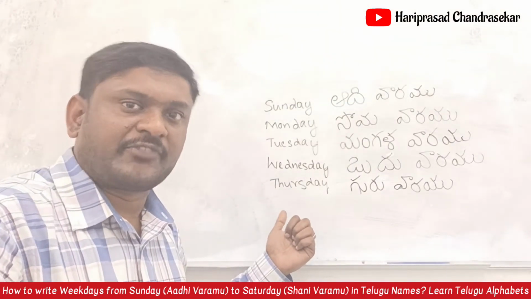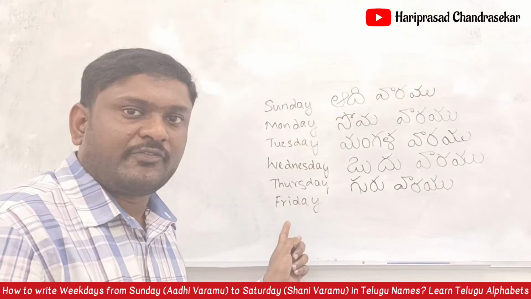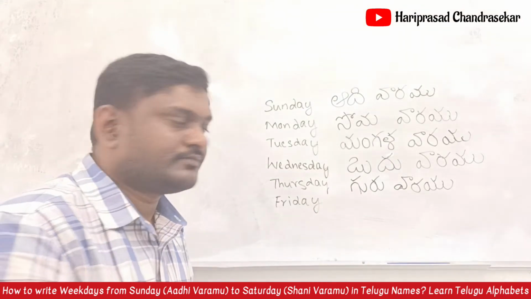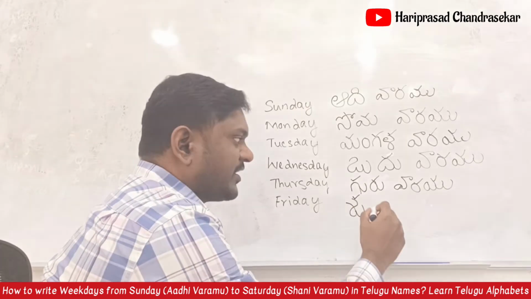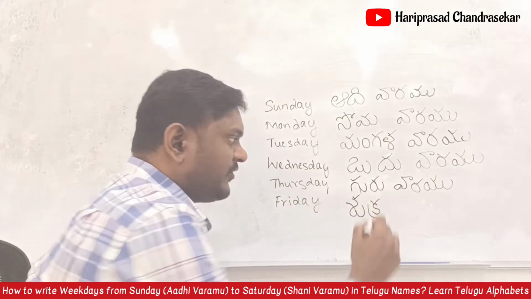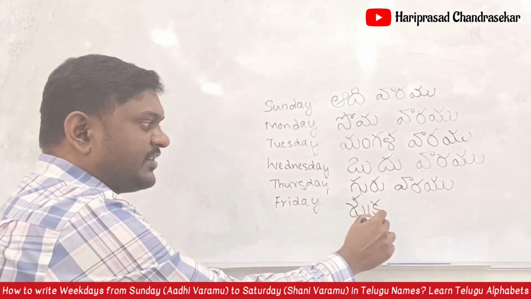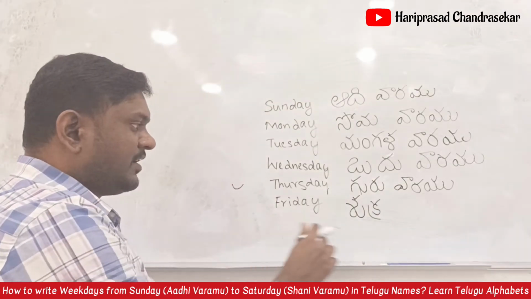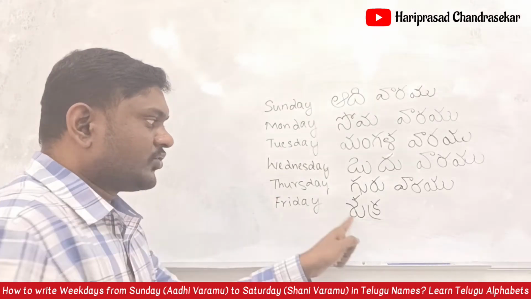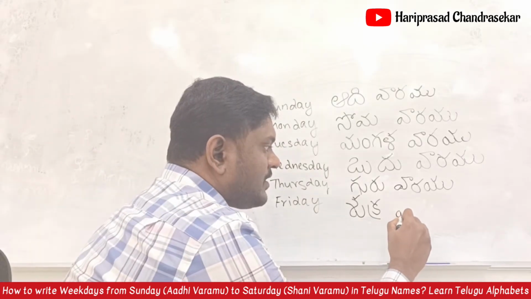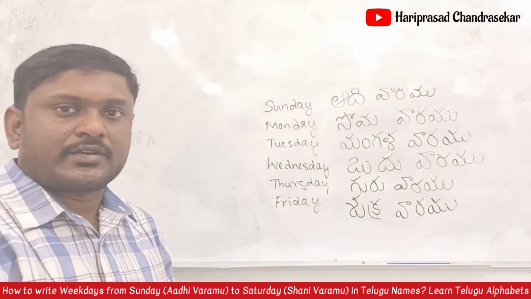So, next we have Friday. Friday, it means Shukravaram. So Shukra. So if you put like this, then it becomes Kra, Shukra. See, for that Ra, Vattu, you can put like this, that you can put also like this. Shukra. Varamu, Shukravaramu.